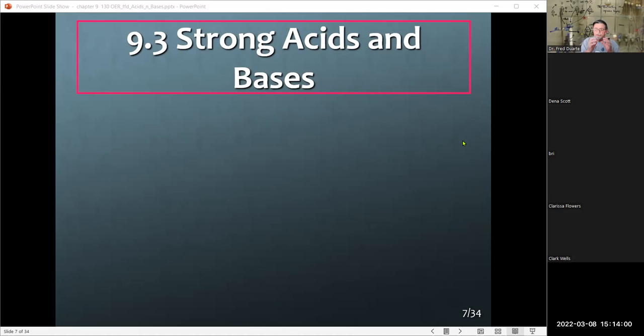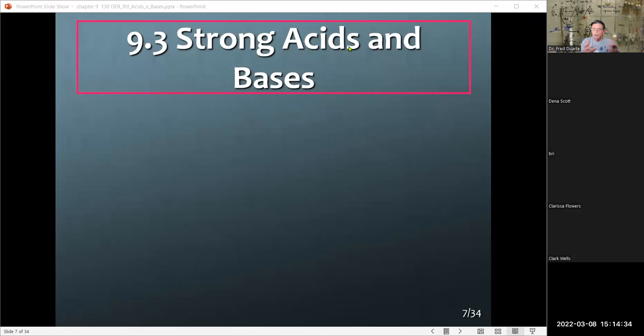If that material completely dissociates, roughly 100%, totally breaking up into ions, then it's a strong acid. If that base totally dissociates 100% into all of its ions, it is a strong base. We will get examples where we place an acid into water and it doesn't dissociate 100%, maybe much less, maybe 5%. And that is a weak acid.